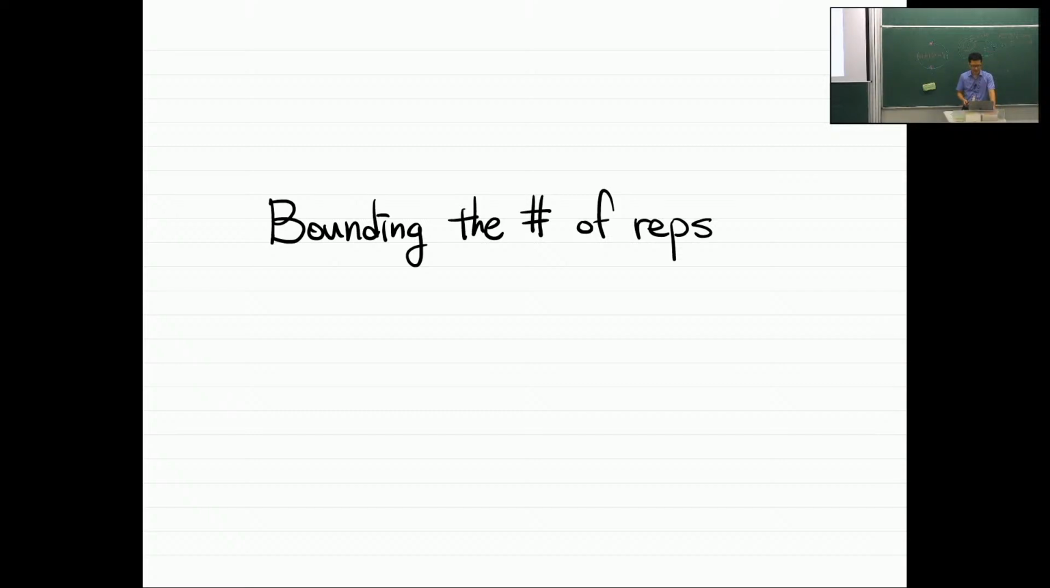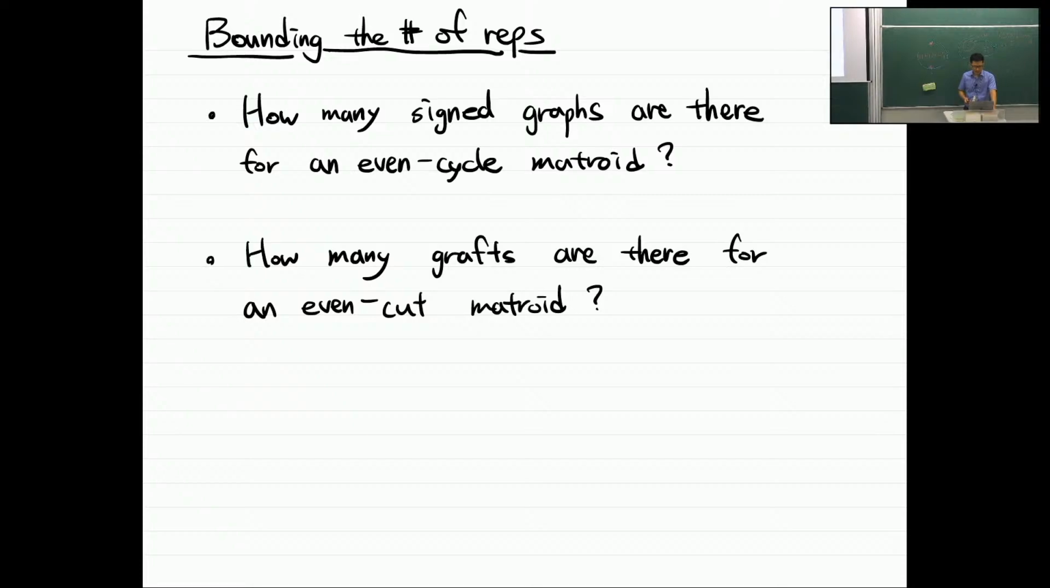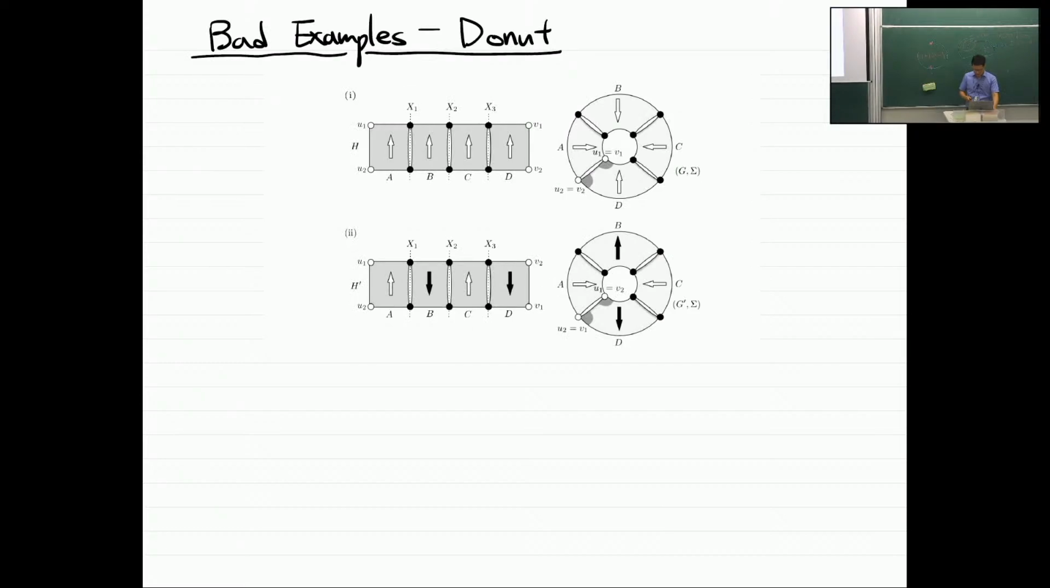Okay, let me move on to the next problem. It's a problem about bounding the number of representations. So now we want to bound the number of representations of an even cycle matroid or an even cut matroid. Unlike the graphic matroid, there are bad examples. For an even cycle matroid, we call this structure a donut.